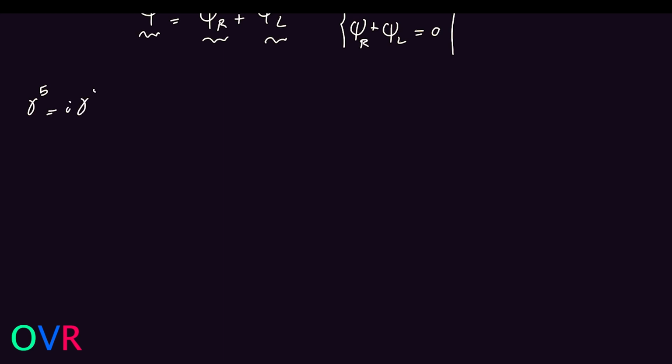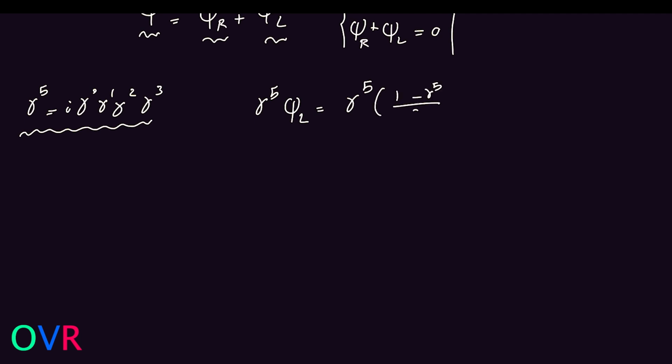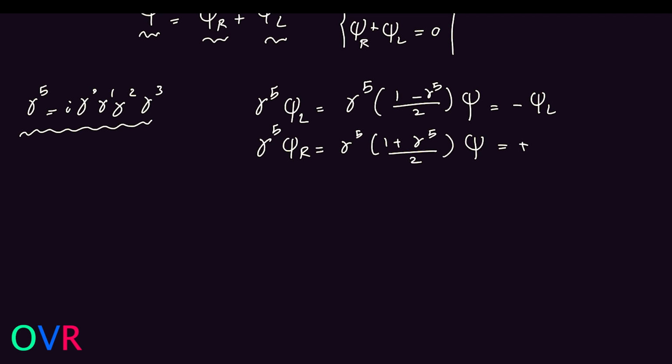Okay, now let's go back to gamma 5. Gamma 5 was this i gamma 0 gamma 1 gamma 2 gamma 3. If we have gamma 5 on psi left-handed, that means gamma 5 times (1 minus gamma 5) divided by 2 on psi, and let's say gamma 5 on the right-handed is equal to gamma 5 times (1 plus gamma 5) divided by 2 of psi. You can simply show that this is equal to minus psi L, and this is equal to plus psi R. Why is it the case? Because we can basically rewrite this operator as (gamma 5 plus gamma 5 squared) divided by 2, and gamma 5 squared is 1. So I have (1 plus gamma 5) again divided by 2, so I just basically have psi R again.